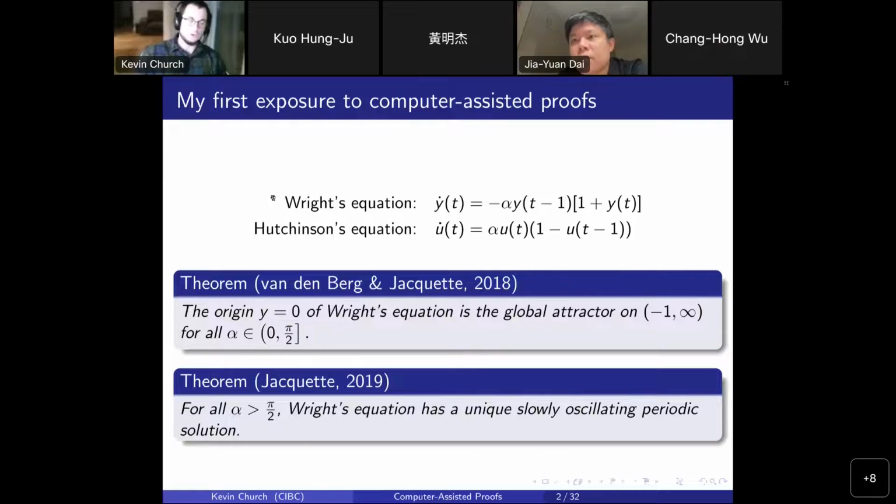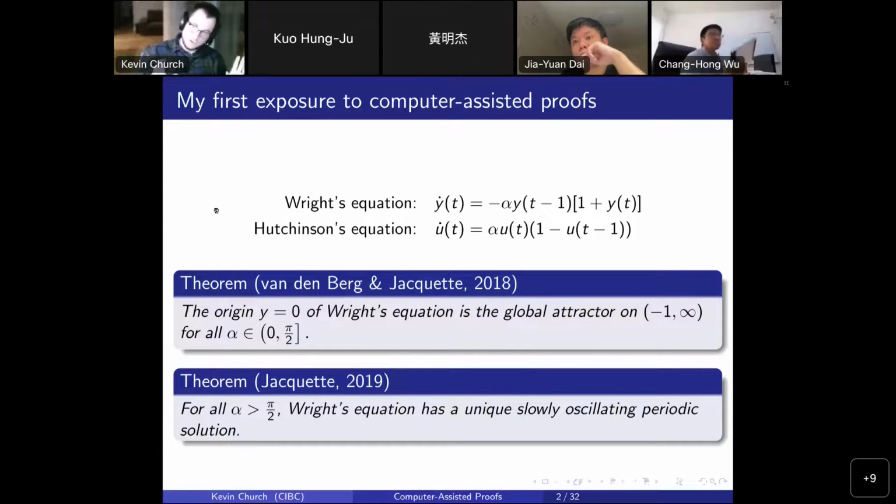Wright's conjecture states that for Wright's equation, for the parameter alpha appearing right here, if alpha is between 0 and pi over 2, the origin is the global attractor on minus infinity to plus infinity. There is a very large history of work that has gone into proving this theorem, and it was ultimately settled in 2018, and the proof is indeed computer-assisted. There's a lot of analysis that goes into this, which is not done on the computer. It's all by hand, very much classical analysis techniques, but the final piece of the puzzle is computer-assisted.